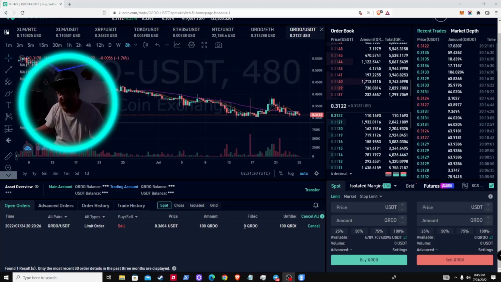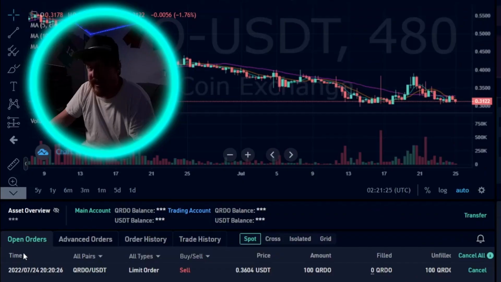One of these days I'll make a video where I remember to do that right off the bat when I'm using this KuCoin exchange. But anyway, down here on the bottom left now, you can see that it says open orders and it has my sell order placed there.